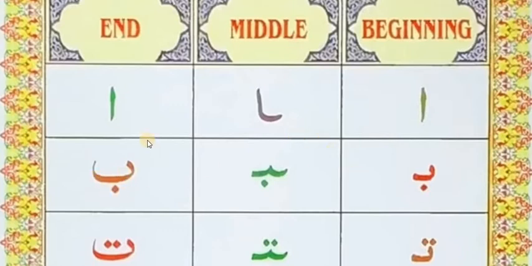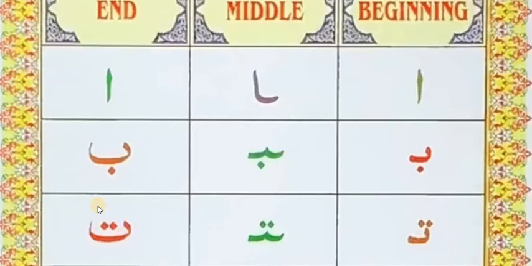Next letter is Ba. When we cut Ba at the end, so it is the short form of Ba. And Ba comes in the middle in this shape.